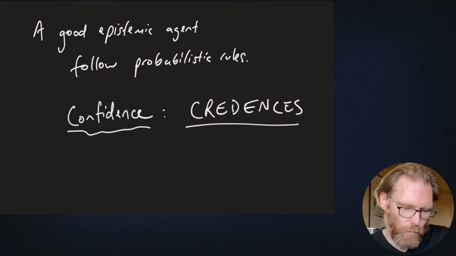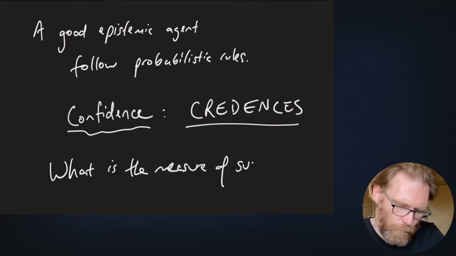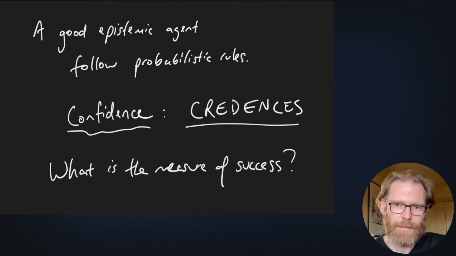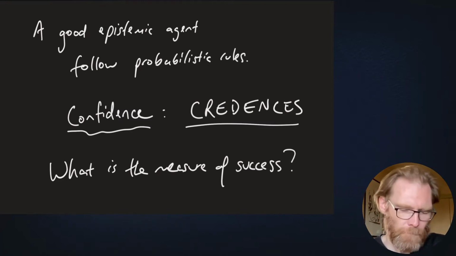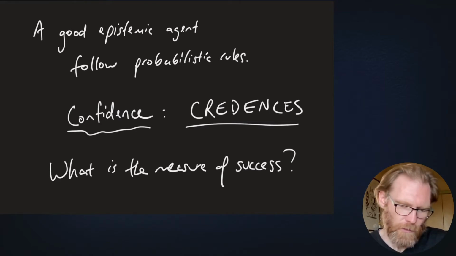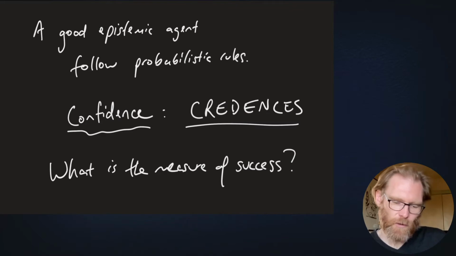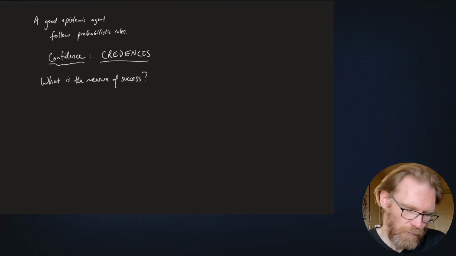Now, immediately that raises a question. What is the measure of success when it comes to a credence? With a belief, success is that the belief is true, failure is that the belief is false. But when credences come in degrees, what does it mean for us to have succeeded or failed with one of our credences? Consider this, for instance.